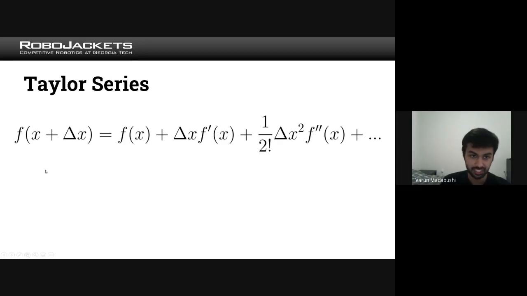So I hope you all remember what a Taylor series is, but here's a refresher. It lets you approximate an arbitrary function. As long as it's differentiable, you can approximate it with a polynomial. So in this case, f of x plus delta x is going to be equal to this expression here: f of x plus delta x times f prime of x. So it's a combination of the function value, the derivative moved over by a little bit, the second derivative, the acceleration, moved over by a little bit and multiplied by a weighting factor, and then this continues on for infinity.